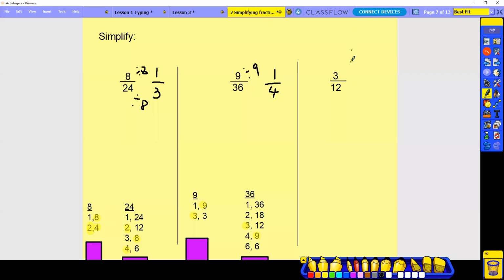Okay, so of course we're going to divide the numerator by 3. And we're going to do the same to the denominator. We'll divide that one by 3, which will give us 1/4.